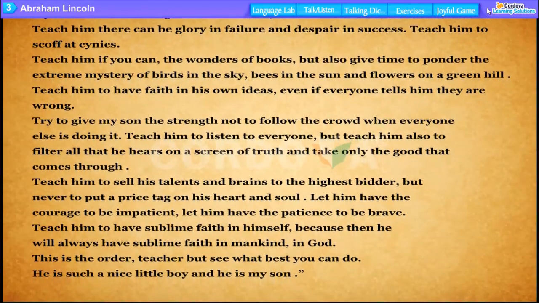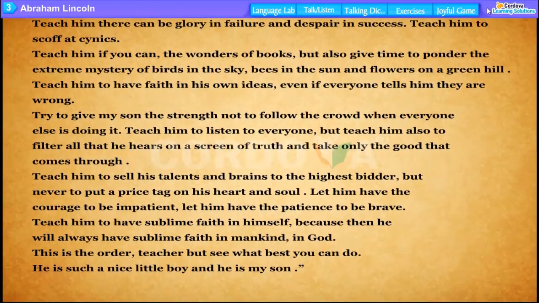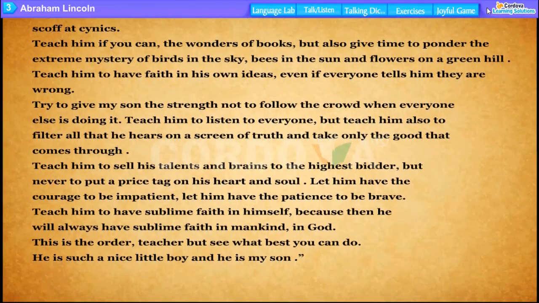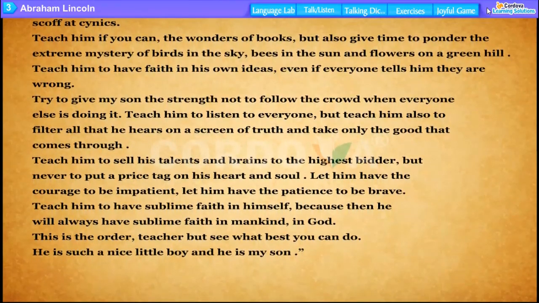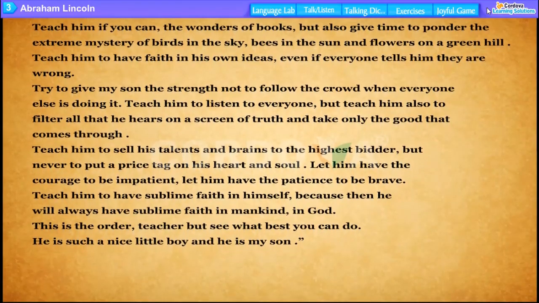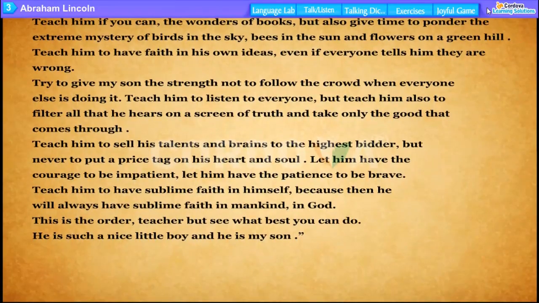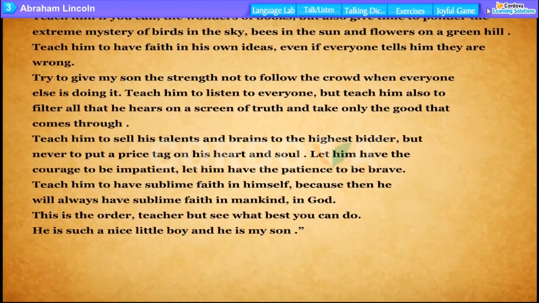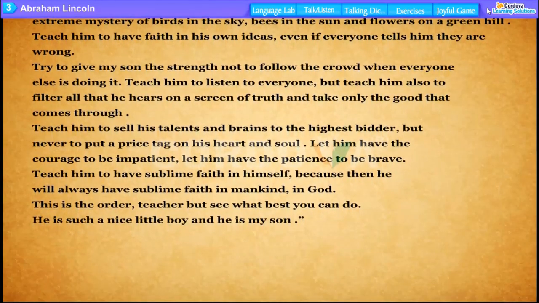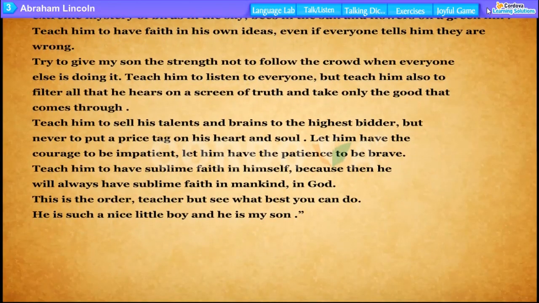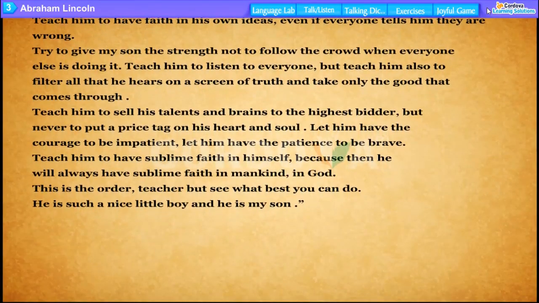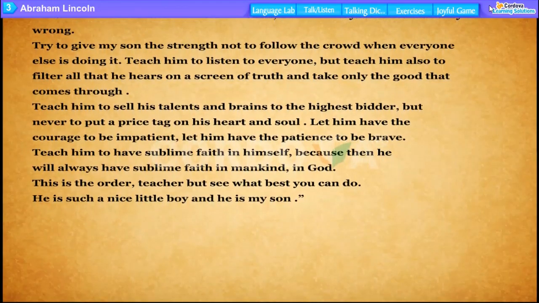Teach him to have faith in his own ideas, even if everyone tells him they are wrong. Try to give my son the strength not to follow the crowd when everyone else is doing it. Teach him to listen to everyone, but teach him also to filter all that he hears on a screen of truth, and take only the good that comes through. Teach him to sell his talents and brains to the highest bidder, but never to put a price tag on his heart and soul. Let him have the courage to be impatient.